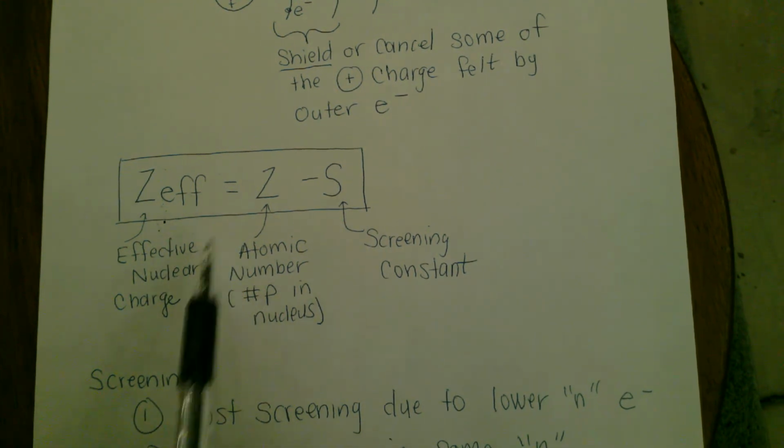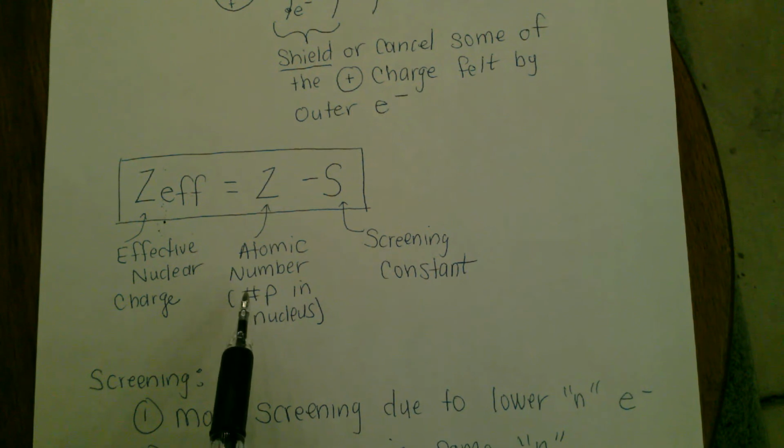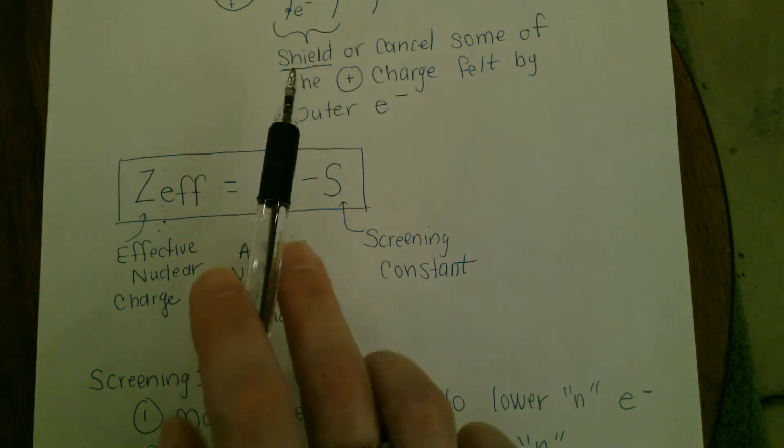So to calculate that, we're going to have the atomic number Z. So remember, atomic number is just the number of protons in the nucleus. And from that, so that would be like the full positive charge, like for a carbon, like a +6. And S is what's called a screening constant. So that's essentially what factor of that positive charge is being blocked or shielded. Okay, so our shielding.